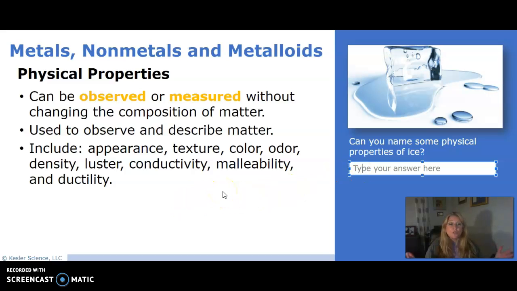All right, I'm sure that you probably put something like slippery or wet or a cube, clear, shiny luster maybe, not a good conductor. Maybe you put insulator down. It's not malleable because it cannot be hammered into thin sheets, and it's not ductile because ice cannot be pulled into thin wires. So let's real quickly go over those vocabulary words that we have been studying already with some of our vocabulary activities.